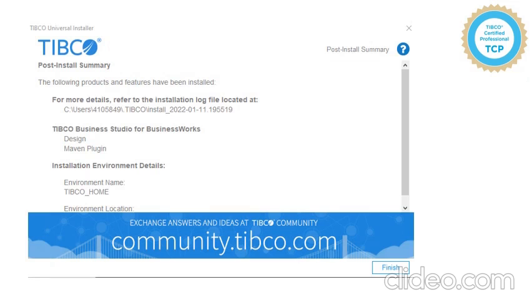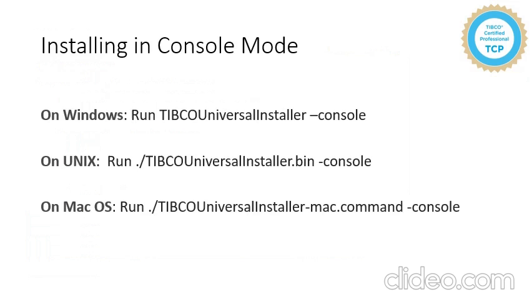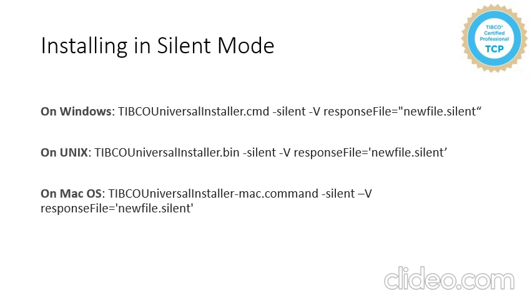In console mode, you need to execute the exe from command prompt, whereas in silent mode, you need to create a silent file where you will give all the inputs that are required for the installation and execute the command.